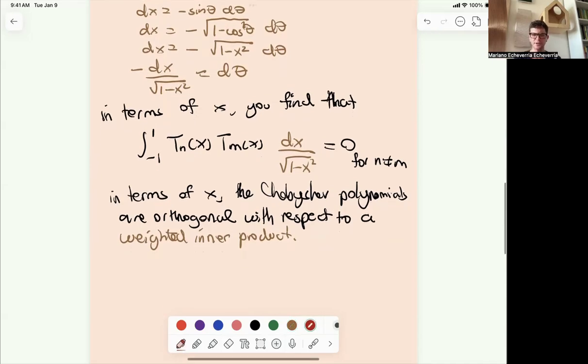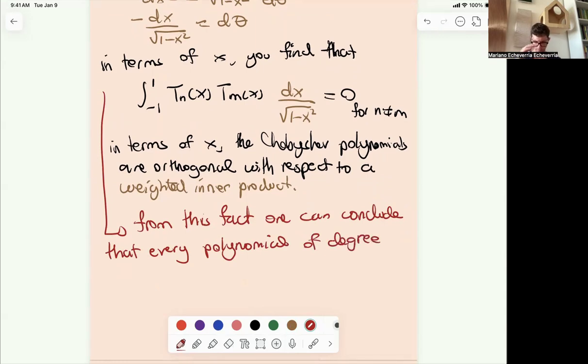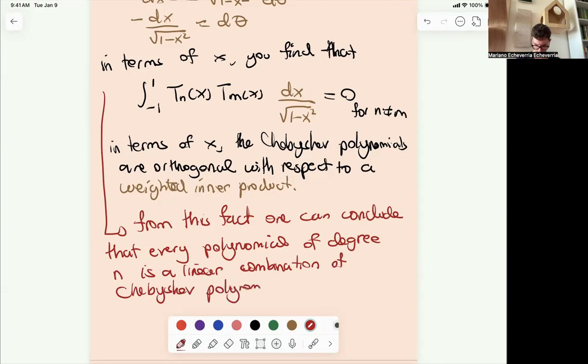That's the only thing that I'll use. So from this fact, one can conclude that every polynomial of degree n is a linear combination of Chebyshev polynomials. I'm about to do an example to show you what I mean by that.